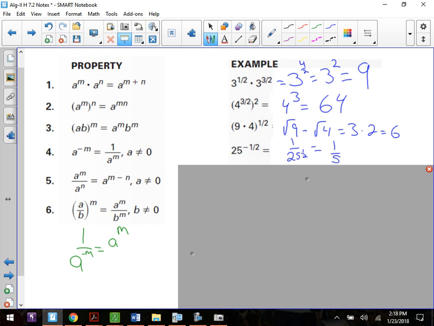So if you struggled a little bit with the exponent rules back in the earlier chapter, this is going to be good practice to work yourselves through again.